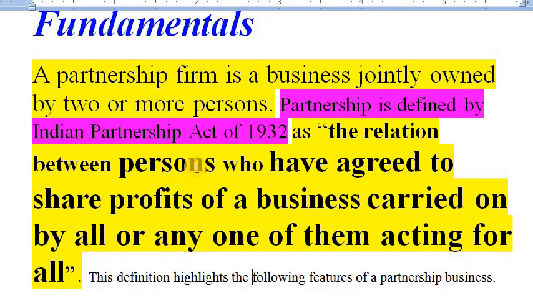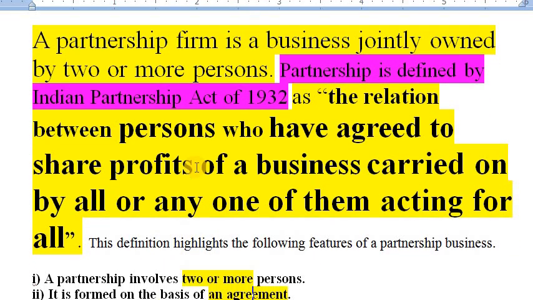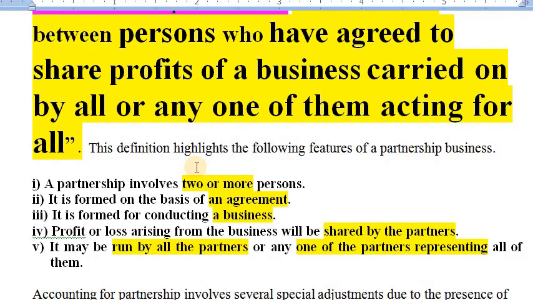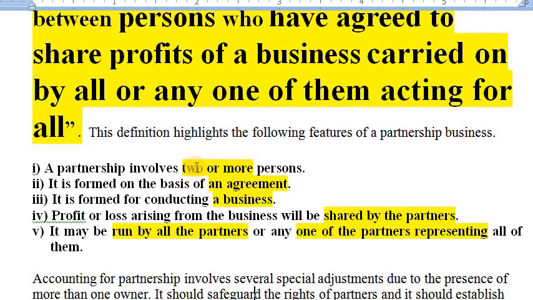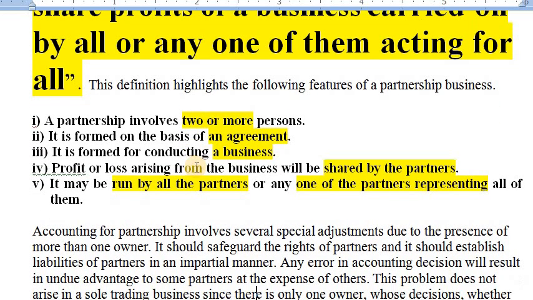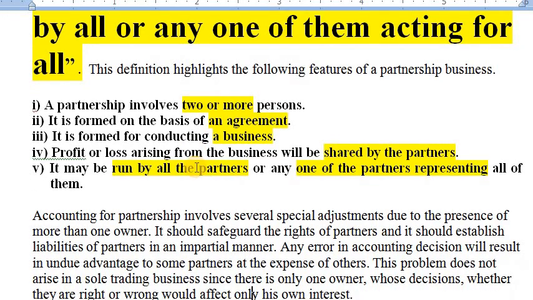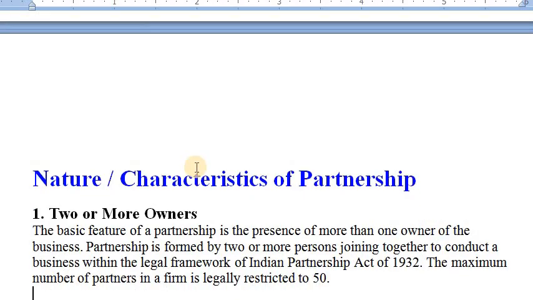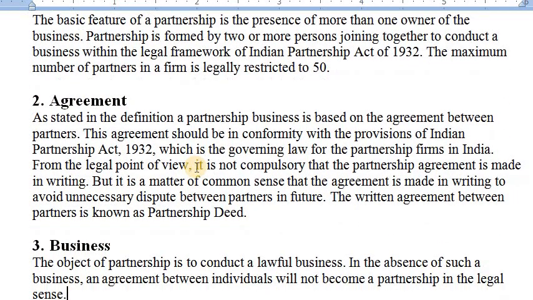First of all, there is an agreement between people, and there must be 2 or more persons to do the business, and they will conduct a business and they will share profits. Okay, that's what is given as the features of partnership. Definition is highlighting this: 2 or more people, there is an agreement, there is a business, and profits are shared by them, and any one of them or all of them will conduct the business. That's it. So characteristics, again, is the same thing.